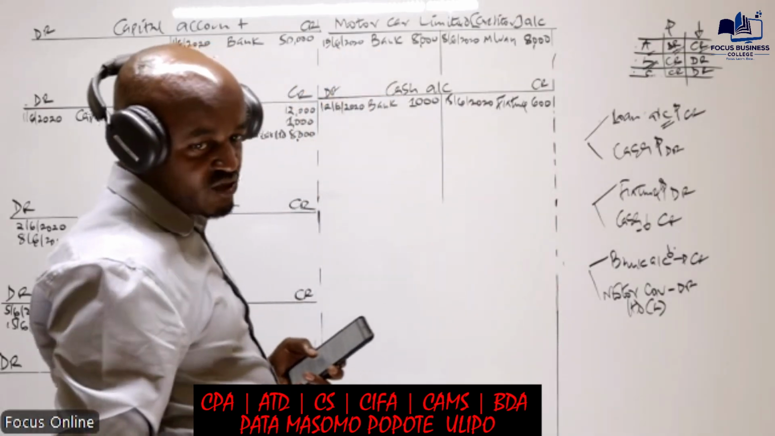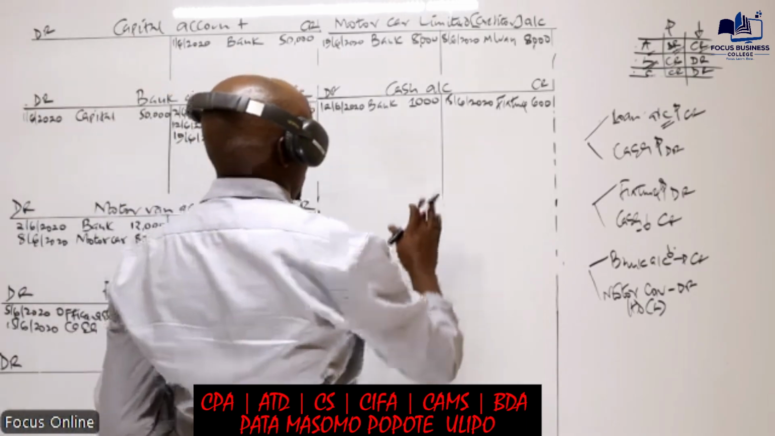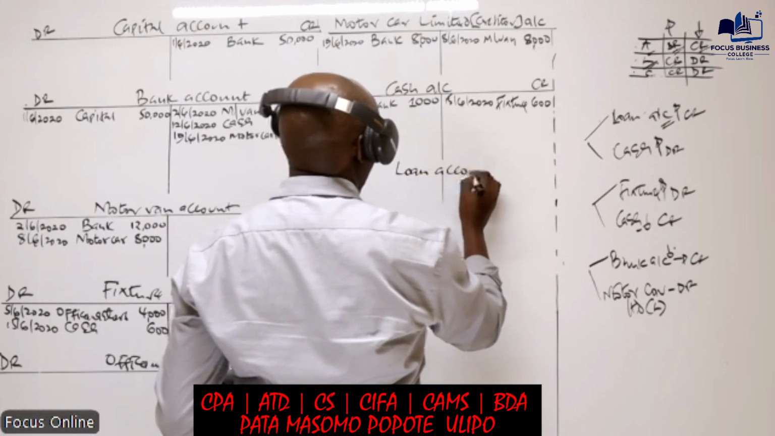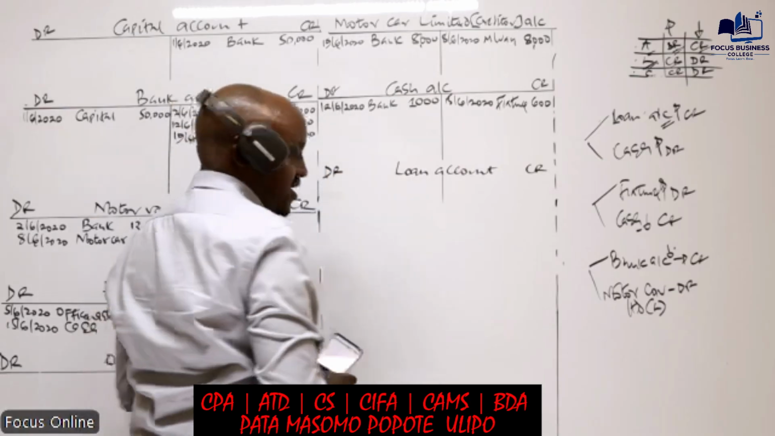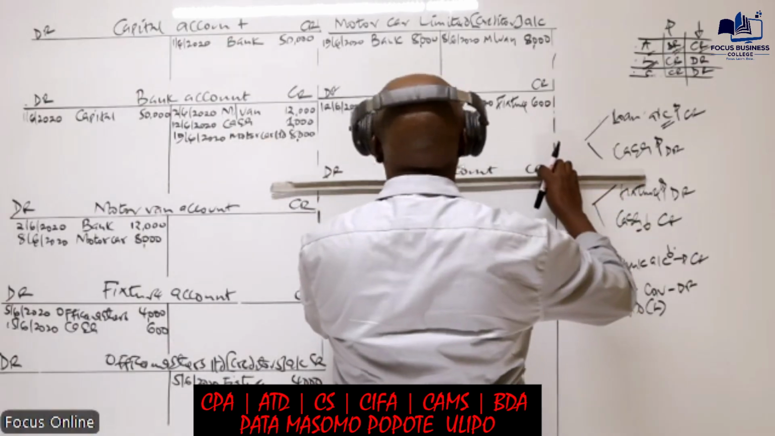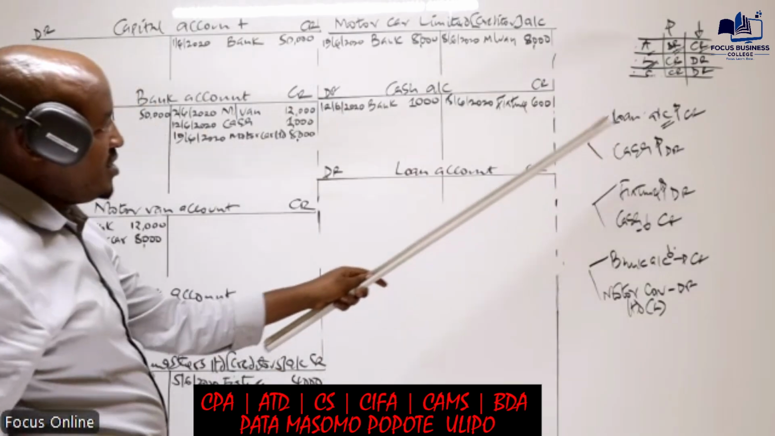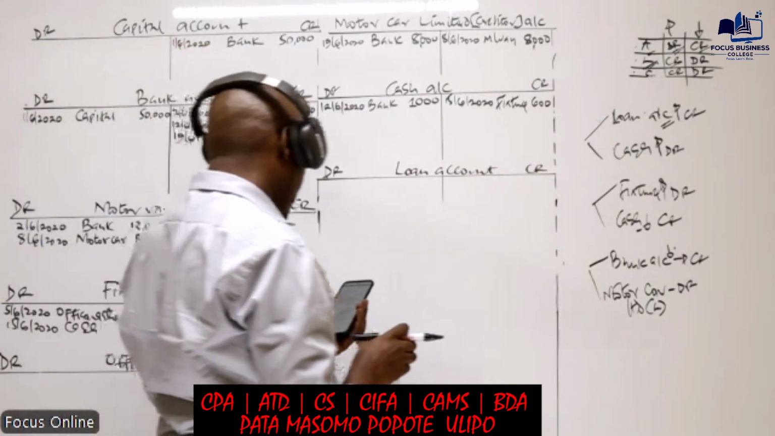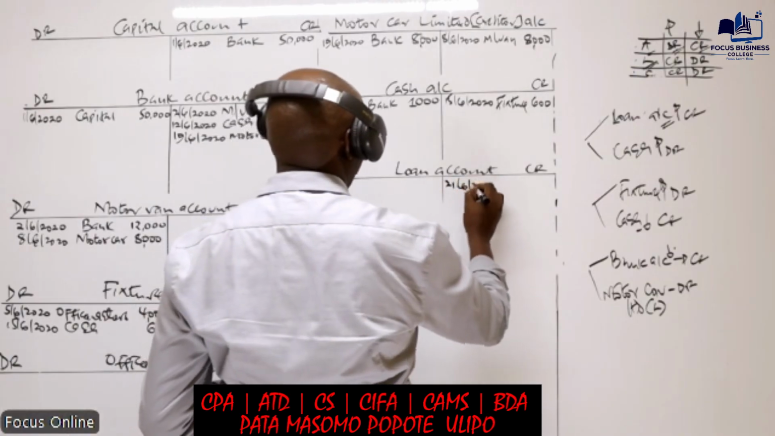So which account do we need to open here? We already have the cash account. Do we have the loan account? No. So we need to open their own account. Yes, so we credit this account. The date of the transaction is basically 21st of June 2020.